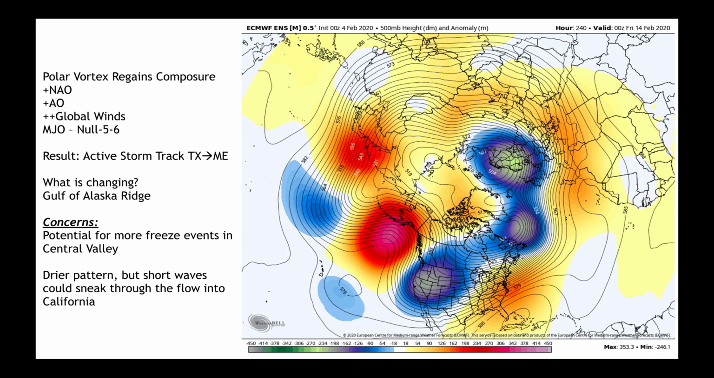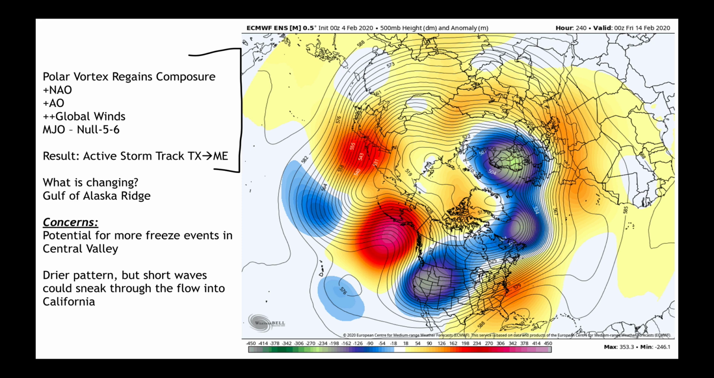Taking you out to day 10, so this is the evening of February 13th, let's talk about the things that have remained the same and some things that have changed. From my assessment yesterday, these things are all basically the same. The North Atlantic Oscillation, still positive. Arctic Oscillation, working with the polar vortex, still positive. In fact, it's retreating and gaining composure over Europe and Russia.